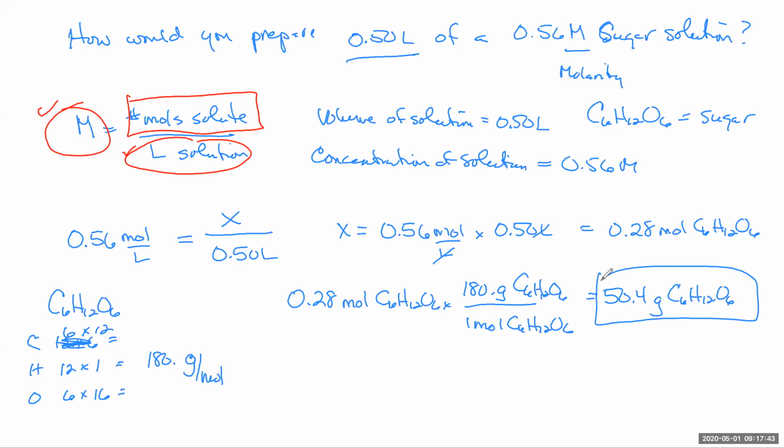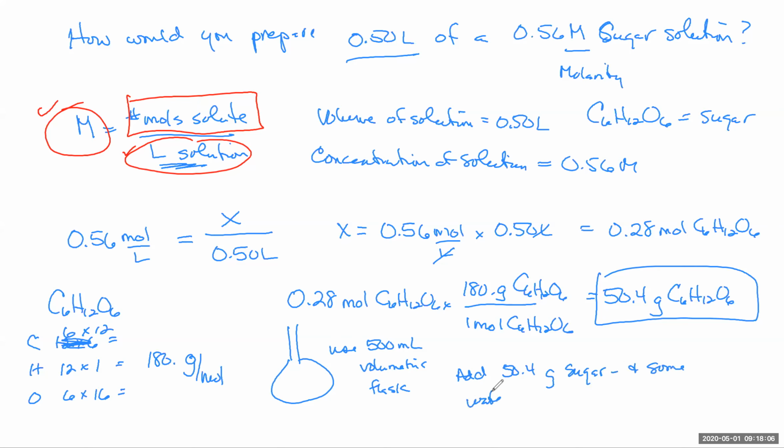Since this is volume of solution, I would need a volumetric flask. So I would use a 500 milliliter volumetric flask because I'm making 500 milliliters or 0.5 liters of solution. I would add 50.4 grams of sugar, add some water, swirl till it dissolves, and then fill the flask until the meniscus is on the line.